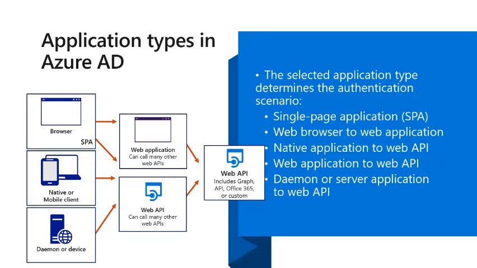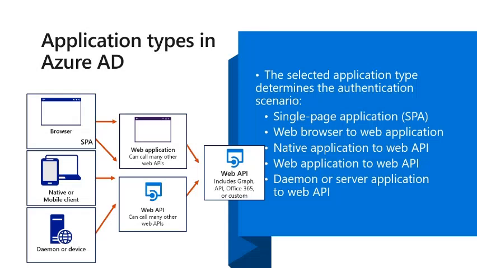Application types in Azure Active Directory. There are 5 primary application scenarios supported by Azure Active Directory. First one is single page application. A user needs to sign into a single page application that is secured by Azure Active Directory. Then web browser to web application. A user needs to sign into a web application that is secured by Azure Active Directory.